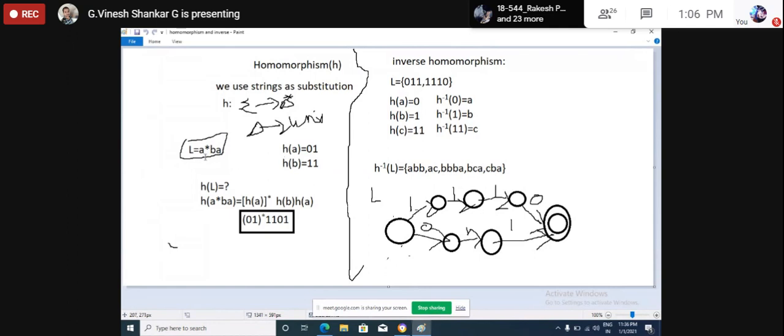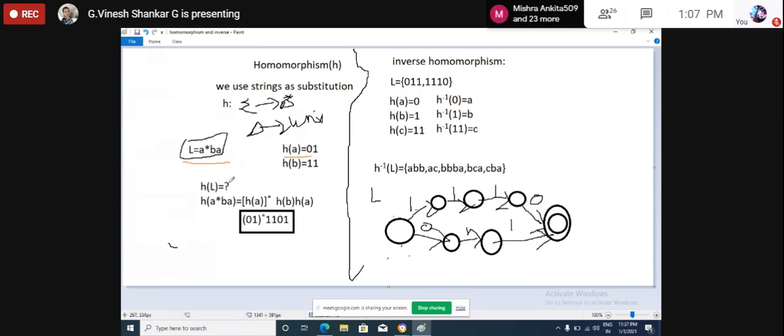Now what have they given? They have given a language here, L is equal to A star B A star. Now if I want to find H of A, they have given certain substitution. I can call it a homomorphism. H of A is equal to 0 1, H of B is equal to 1 1. Now I want to find H of L, that is homomorphism.